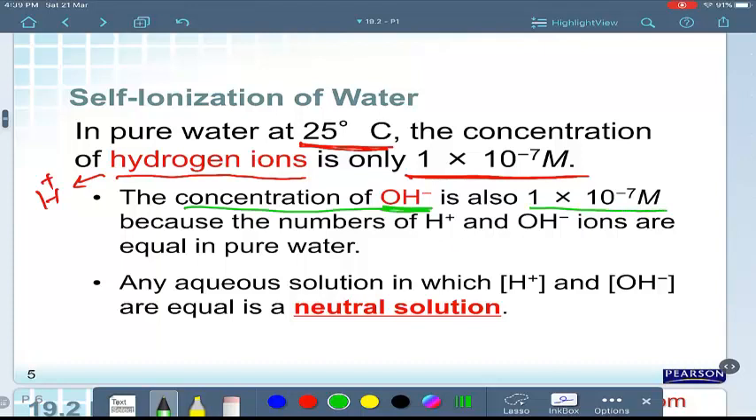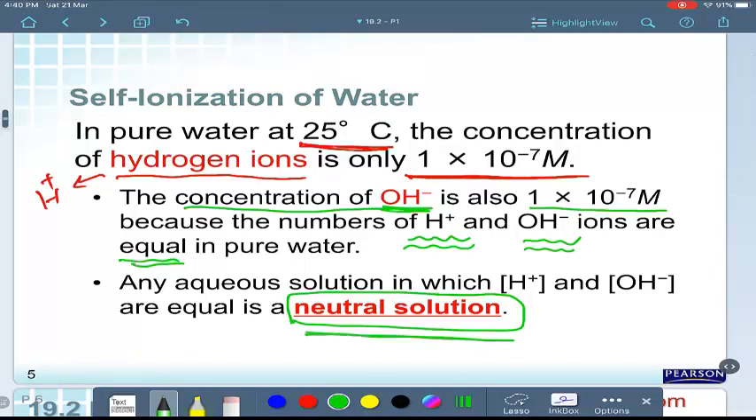Why? Because the number of hydrogen ions equals the number of hydroxide ions. They are equal in pure water. And the aqueous solution of both of them is called a neutral solution, because they are equal in numbers, equal in their concentration, so the solution is neutral.